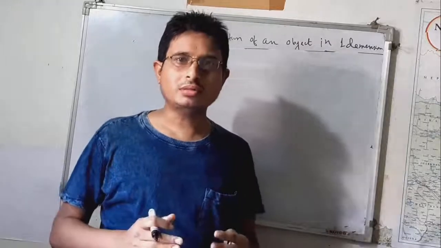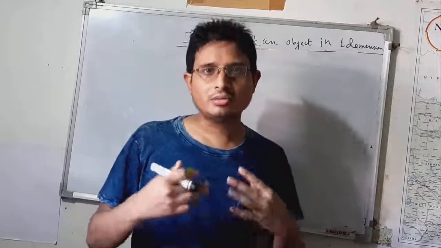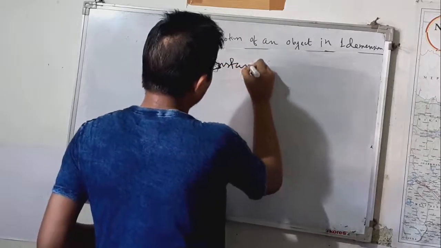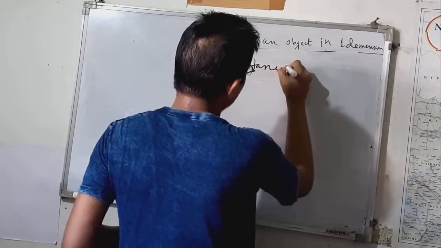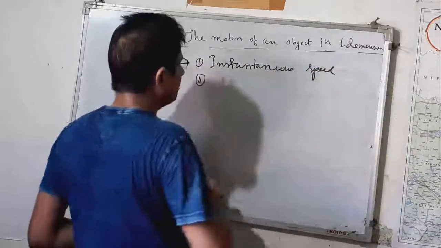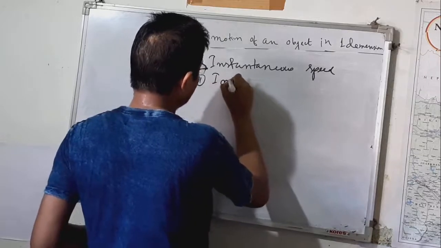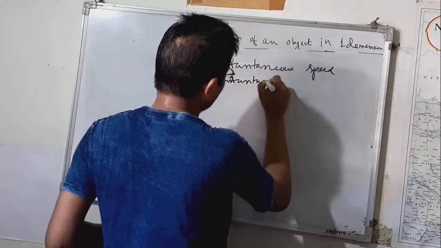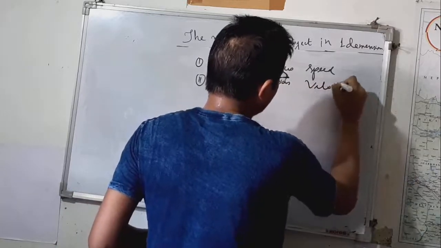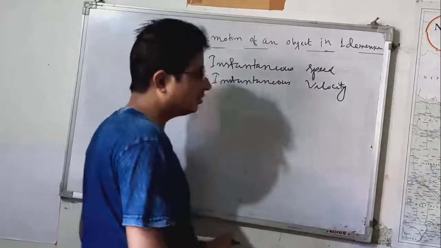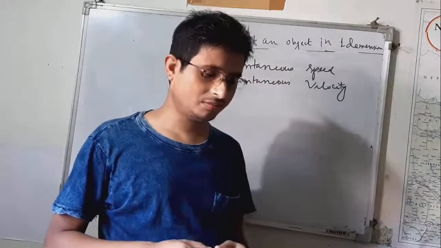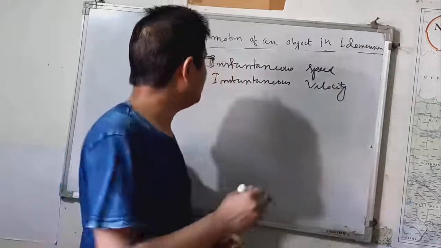Now we need to learn another two concepts. One is instantaneous speed, another is instantaneous velocity. So these two concepts are very important while studying kinematics. So what does the term instantaneous mean?